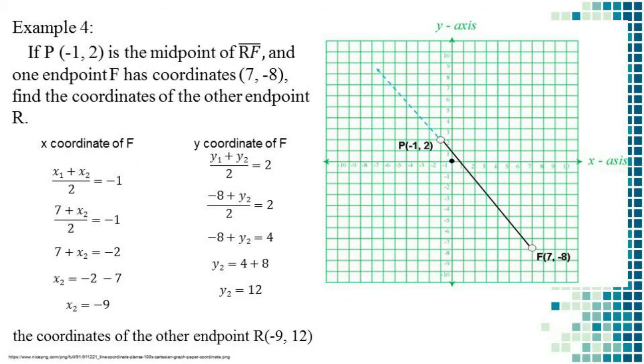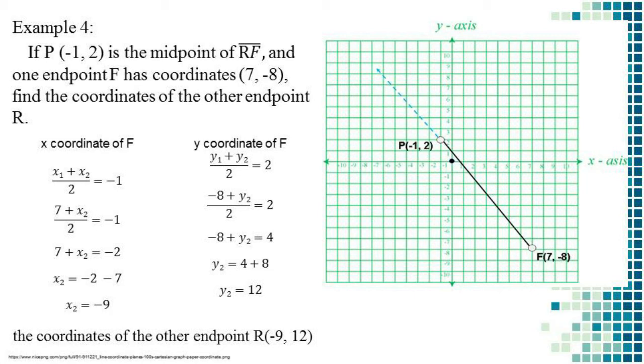Example number 4. Point P, which is (-1, 2), is the midpoint of the line segment RF, and one endpoint F has the coordinate of (7, -8). We're going to find the coordinate of the other endpoint R. So for our step, let x sub 1 and y sub 1 be the x coordinate and y coordinate of F. Using our midpoint formula, (x sub 1 plus x sub 2) over 2 is equal to negative 1, while (y sub 1 plus y sub 2) over 2 is equal to 2.